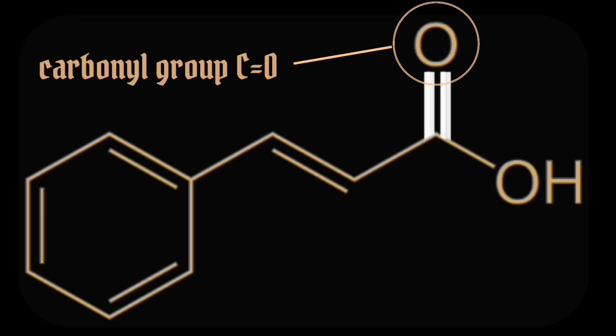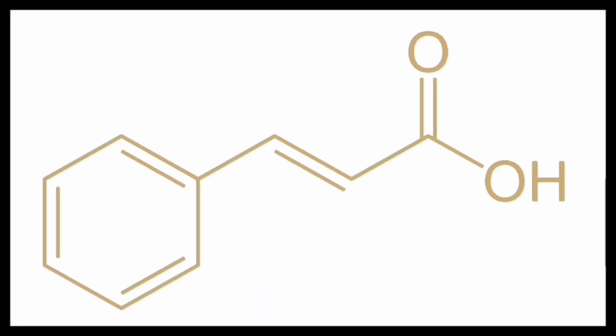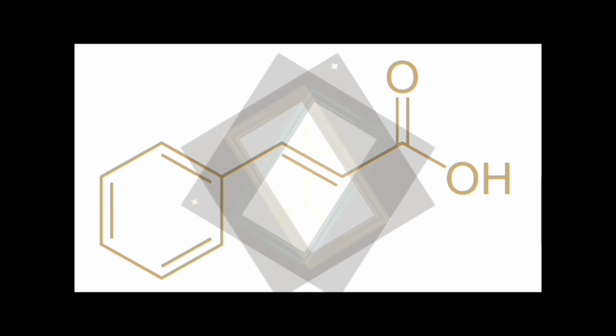Our compound consists of a phenyl group at one end, which is benzene when it's minus a hydrogen and bonded to something, and a carboxylic acid group at the other end, defined by a carbonyl group next to a hydroxyl group. These phenyl and carboxylic acid groups are joined together via a carbon-carbon double bond, which makes this an unsaturated aromatic carboxylic acid. If you haven't guessed already, it's cinnamic acid.